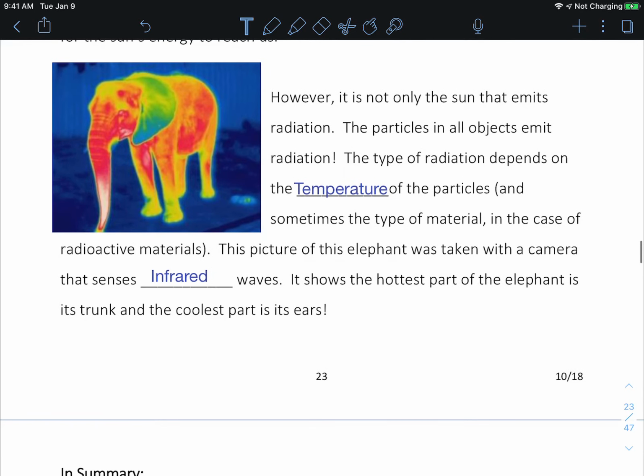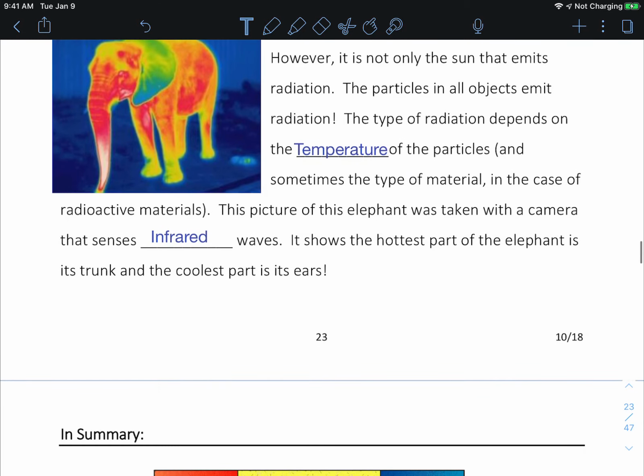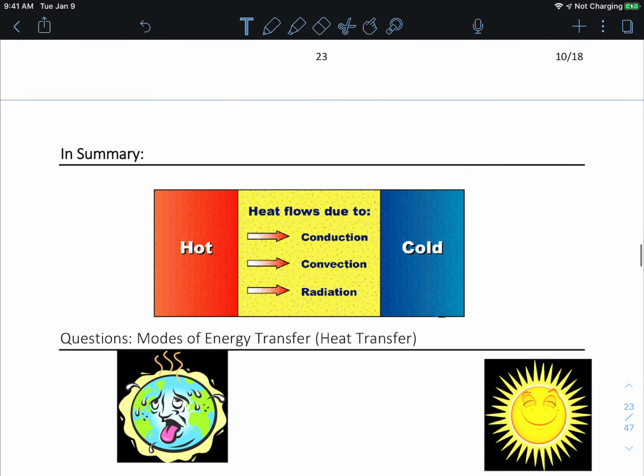So, for example, this picture of an elephant is taken with an infrared camera. An infrared camera detects those radiation waves that are coming off of that elephant. There'll be more infrared waves coming from hotter areas on the elephant and less from the cold parts. The coolest part of an elephant is its ears, where it actually uses some convection. It moves the ears back and forth to move air around, and it pushes its blood through its ears to cool that blood down. That's one of the ways it can cool itself in the hot air.